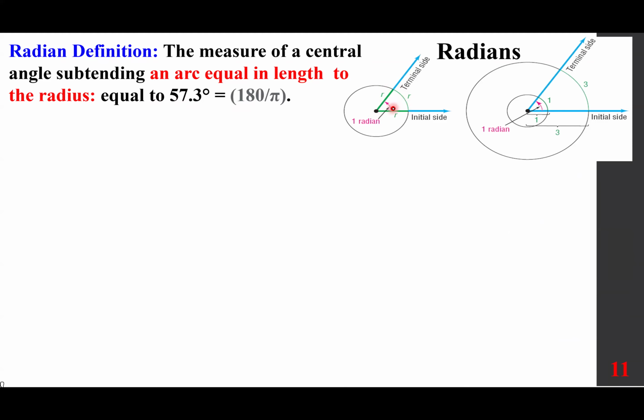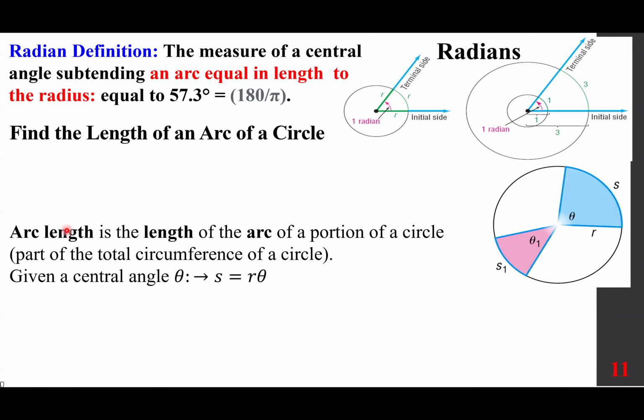So this is 1 radian. Regardless of the size of the radius, the size of the radius should be the same as the arc length. So having said that, find the length of an arc of a circle. Arc length is the length of the arc of a portion of a circle, or part of the total circumference of a circle. Given the central angle theta, S equals R theta.